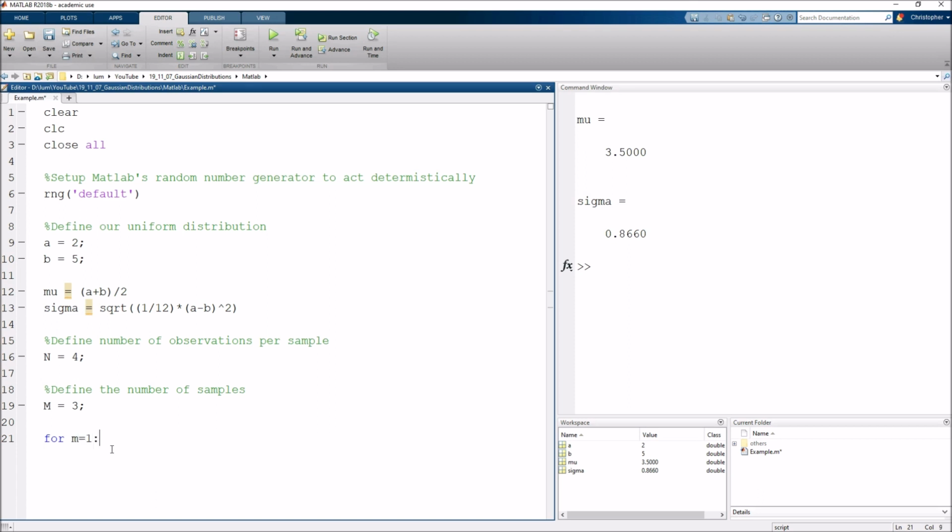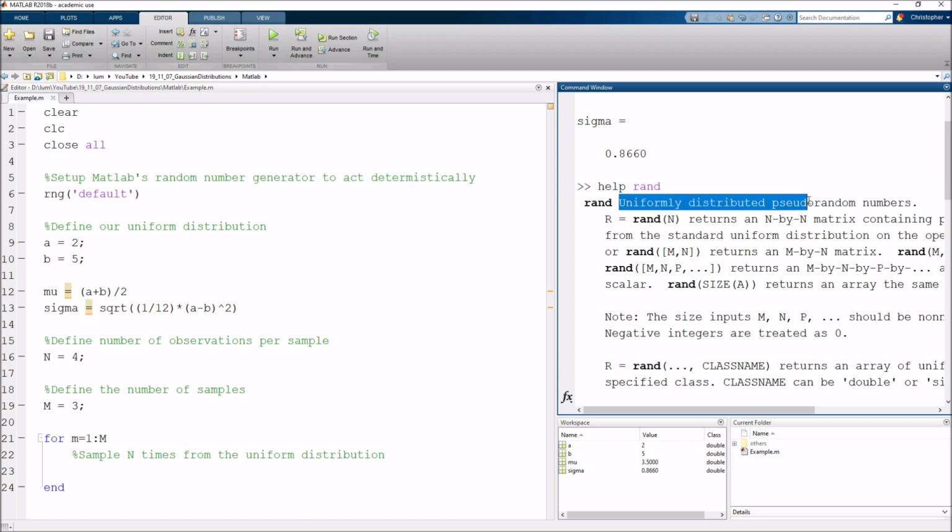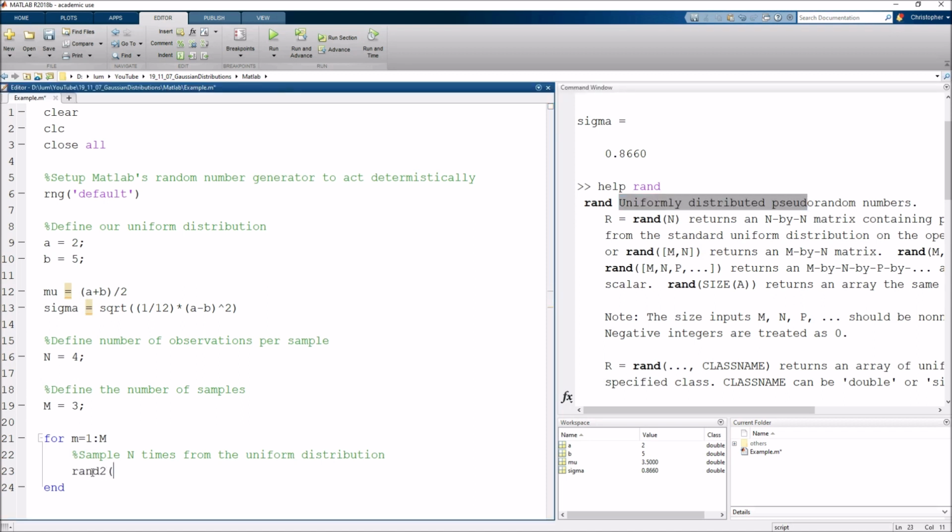So we're going to say for m goes from 1 to big M. Let's sample n times from the uniform distribution. We can do that using the rand function. Remember we talked about this earlier, that rand gives us a uniformly distributed set of numbers. Unfortunately, it does that between 0 and 1, but as you saw earlier, we can easily shift that to have any mean and standard deviation that we want. I wrote myself a function called rand2 that's going to do this. So I'm going to say rand2 goes from a bottom of A to a top of B, and I want n samples here. Let's call this thing x.